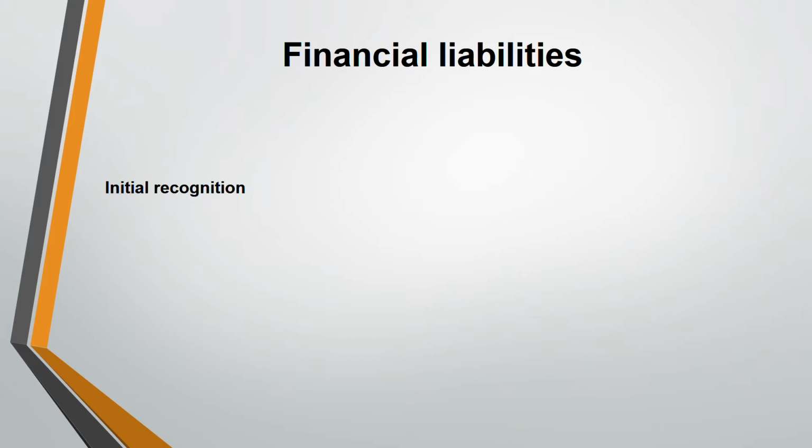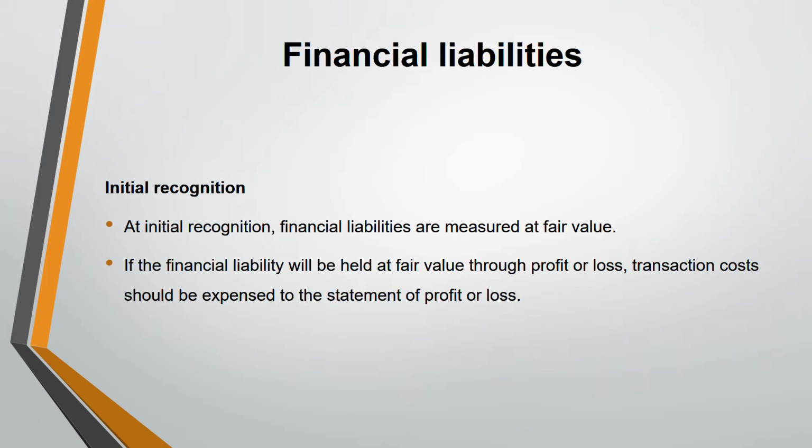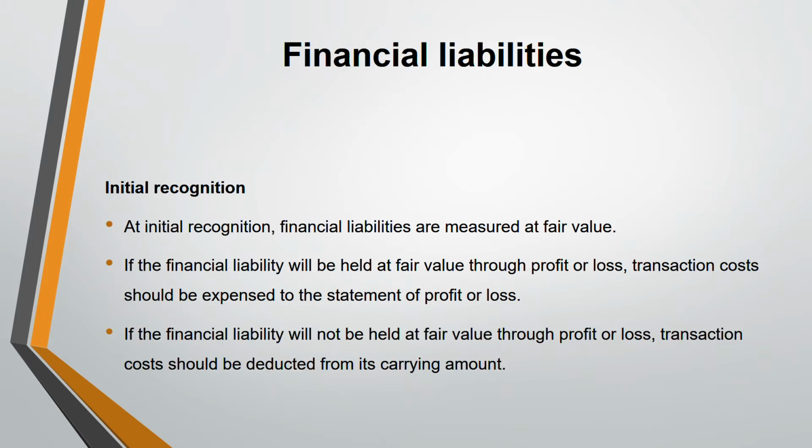Okay, so starting with financial liabilities. In my earlier video under IAS 32, a financial liability is when you have an obligation to pay a financial asset, cash. Here we are talking about the initial recognition. Initially you recognize financial liabilities at fair value. If the financial liability will be held at fair value through profit and loss, then any transaction cost will be expensed in the profit and loss account. If not, that means if you are not holding it at fair value, then transaction cost should be deducted from its carrying amount.